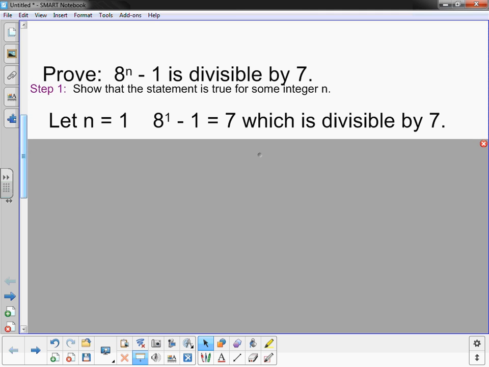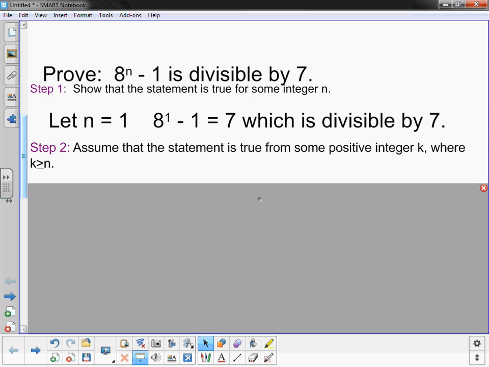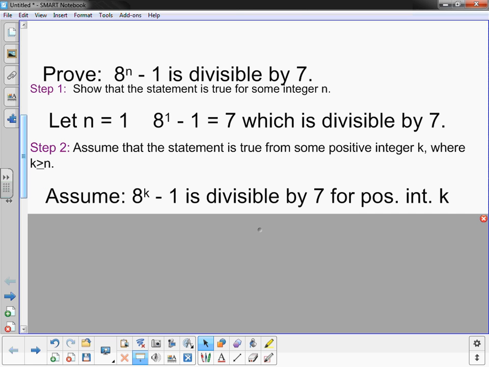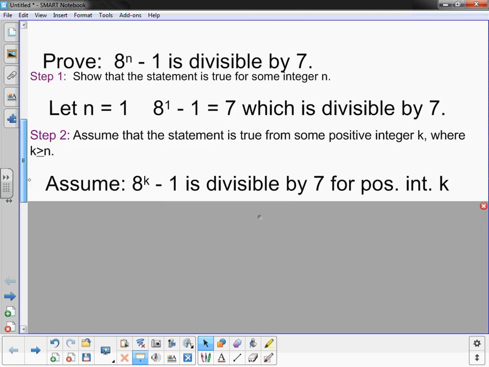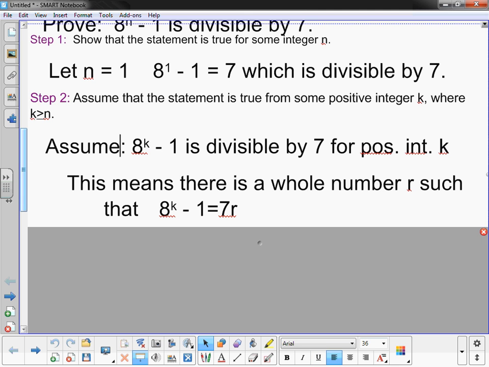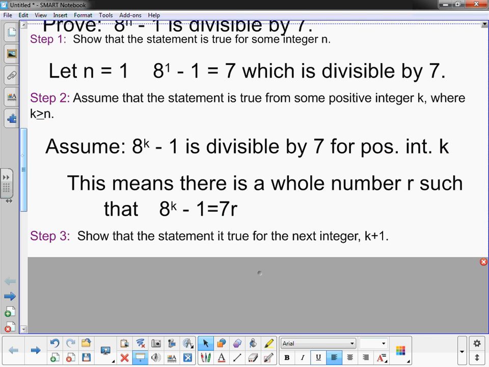Now, step 2. I'm going to assume that 8 to the k power minus 1 is divisible by 7 for some positive integer k. So, what does this mean? This means that there is some whole number r such that 8 to the k power minus 1 is 7 times r.